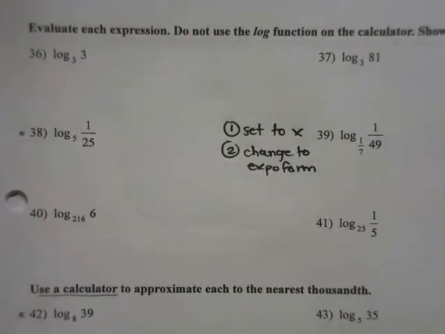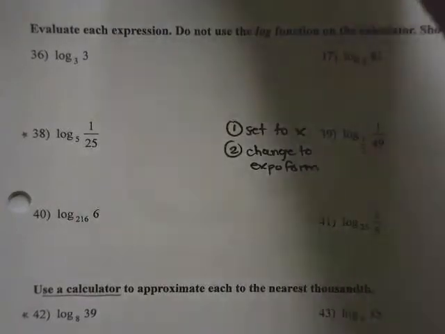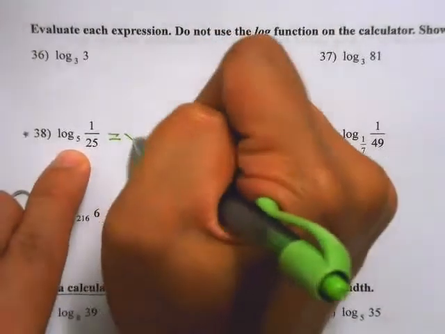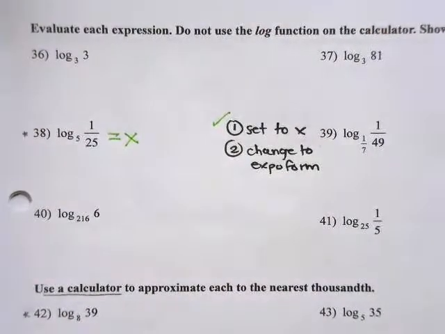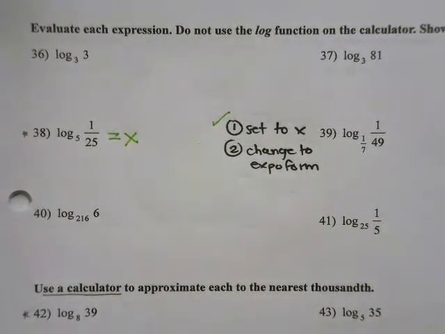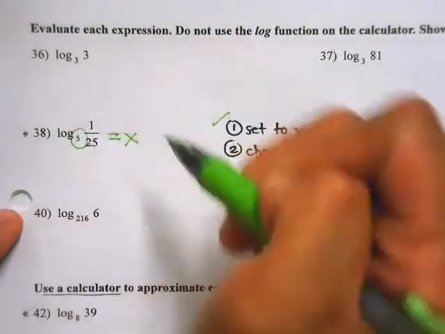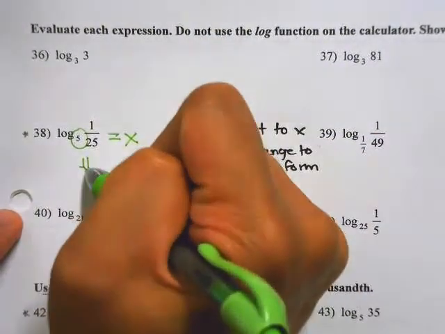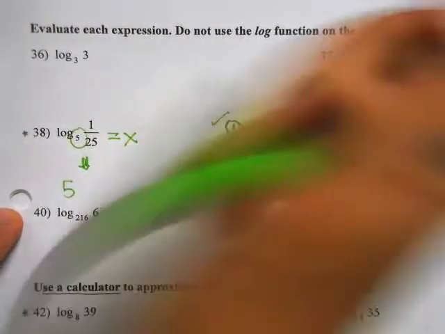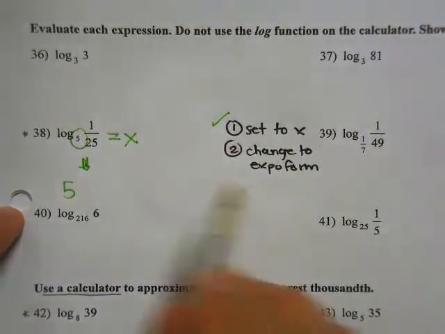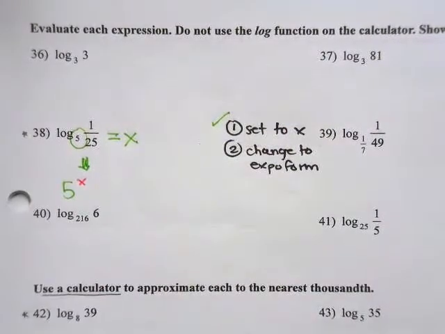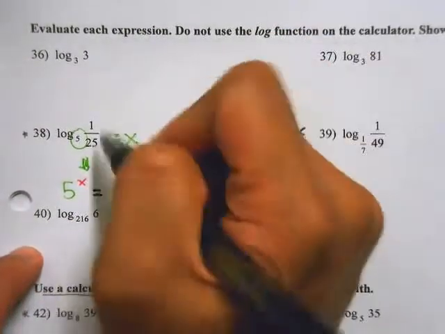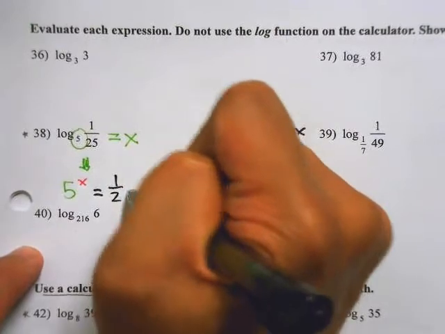All right, so let's just follow those steps right now. So let's set it equal to x. So this is what I mean. Bam. All right, number 1 is done already. And then now we're going to change it to exponential form by checking out our base. So our base is 5. Okay. What is our exponent? It is unknown, so this is going to be x. Okay. And then is equal to our argument 1 over 25.